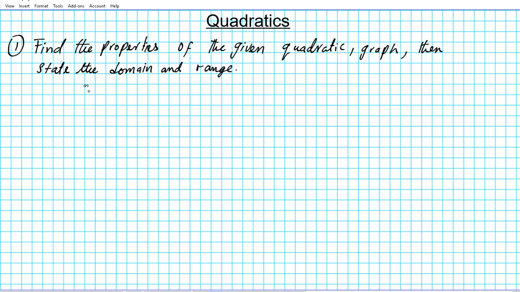Alright, so let's say we're looking at the quadratic function y equals x squared minus 4x plus 2. Let's start by taking a look at what some of the properties are. We're going to start with the opening.